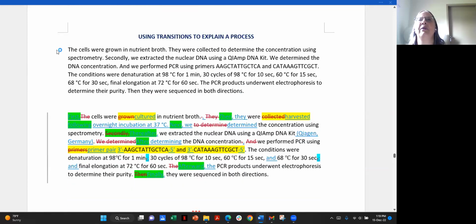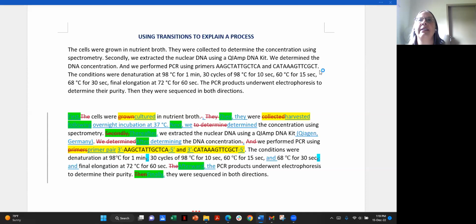So here is an example of where the authors have talked about culturing some cells and then extracting the DNA and then doing PCR on the extracted DNA. I'm just going to read it out to you. The cells were grown in nutrient broth. They were collected to determine the concentration using spectrometry. Secondly, we extracted the nuclear DNA using a Qiagen DNA kit. We determined the DNA concentration. And we performed PCR using this primer and this primer.